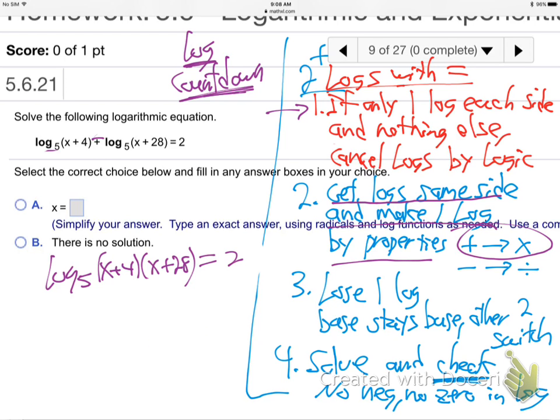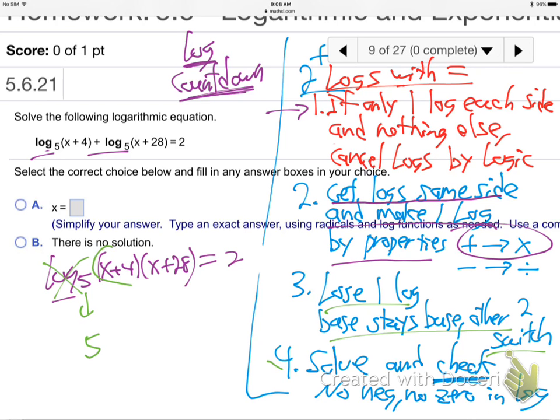All right, so we have 2 logs added. So 2 logs, 1 log, next line, no log. So how do I go to no log? Lose the log. Base stays the base. The other 2 switch. So cross off that log. The base stays the base. Who's the base? That 5. And the other 2 switch.